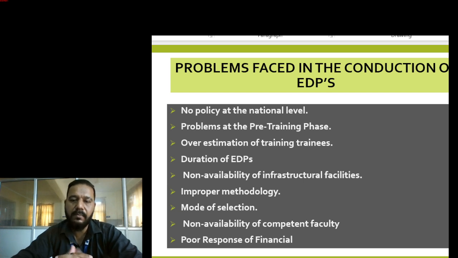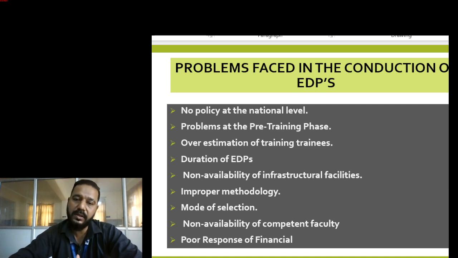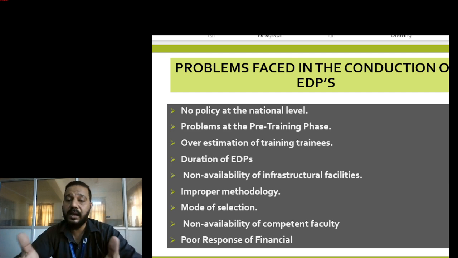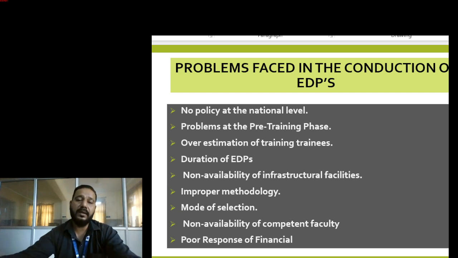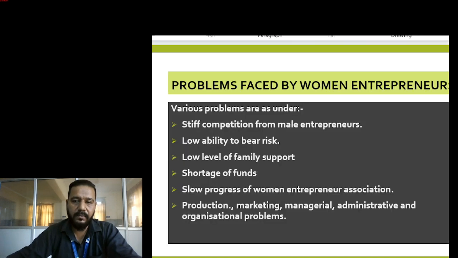Next point is improper methodology. Sometimes proper methodology is not used. Next is mode of selection. Mode of selection means sometimes people want lectures, but they are not provided with the lectures. Sometimes the potential entrepreneurs want practical education, but they are not given these practical implications or the lectures. Next is non-availability of competent faculty. Sometimes we are not able to find good faculty for them. Next is poor response of financial institutions. Many times people take EDP programs, but they don't have the financial status to produce something, to grow up with a new company or to come out with a new venture. These are a few of the problems.